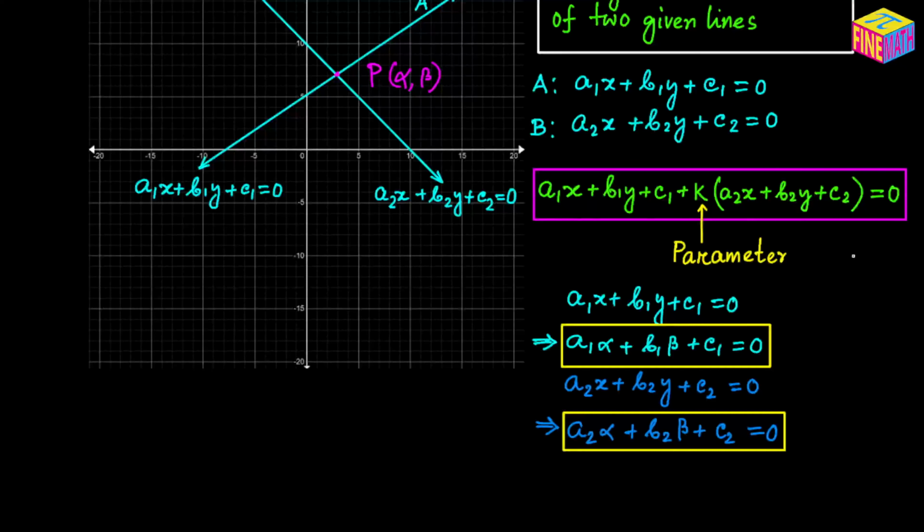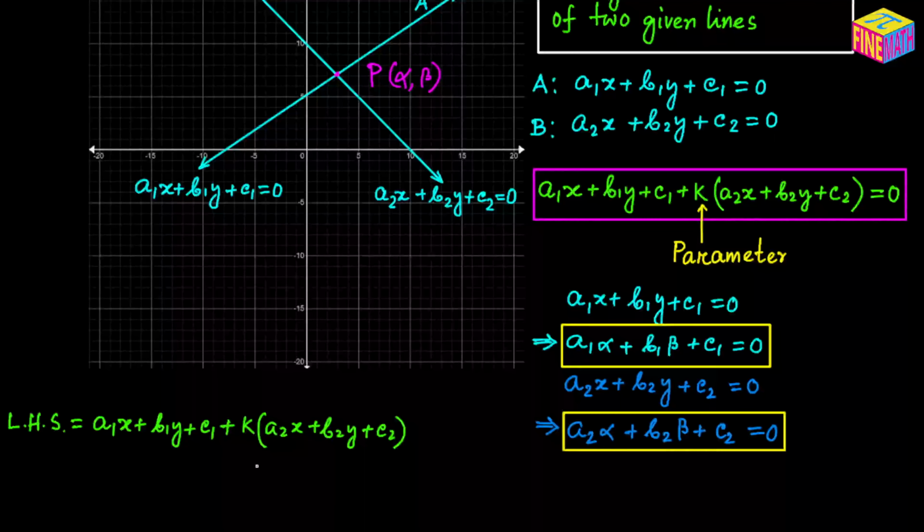So let's calculate the left hand side of that new equation. First, let me write down the left hand side of the new equation. Now let's plug in alpha and beta in place of x and y. So the left hand side is going to look like this: a sub 1 times alpha plus b sub 1 times beta plus c sub 1, plus k times a sub 2 times alpha plus b sub 2 times beta plus c sub 2.